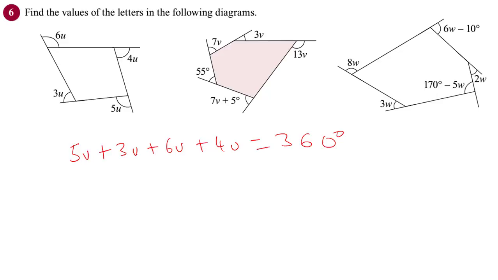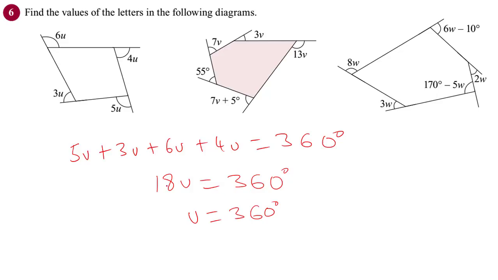I've got 5v, 3v, 6v plus, I've got 5u, 3u, 6u, and 4u. These are basically all u's. Now, if you add them up properly, the answer is 18u's. Now, 18u equals 360. But you see, I want what 1u is. To do that, you're going to do the opposite.